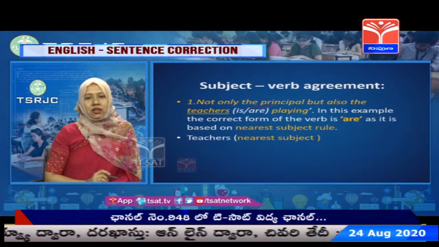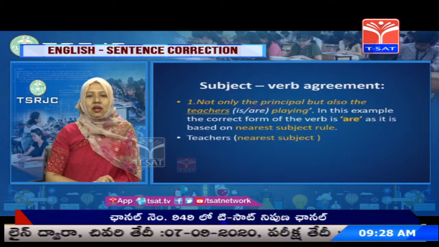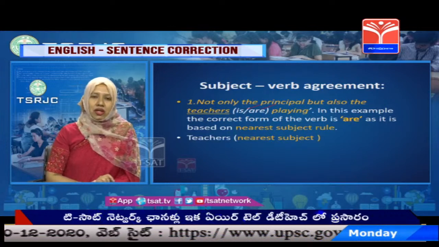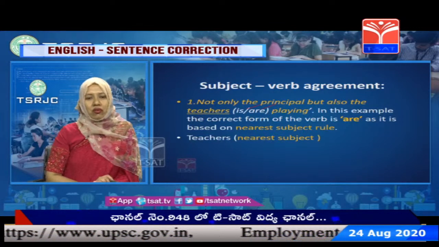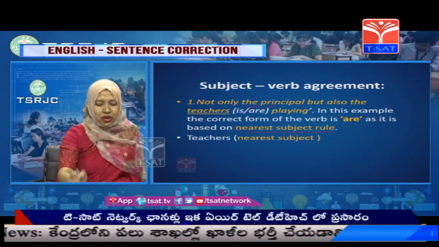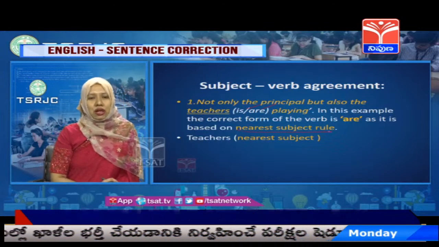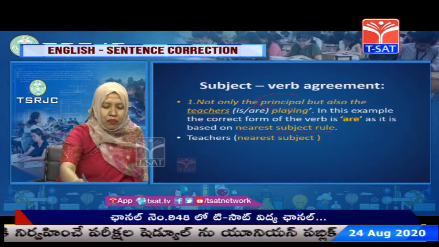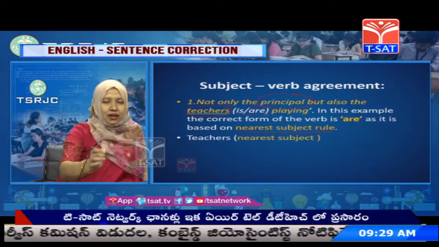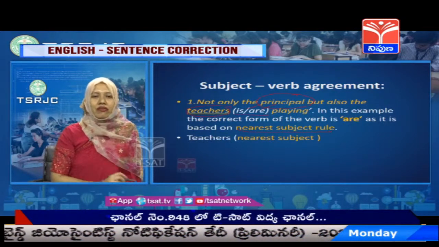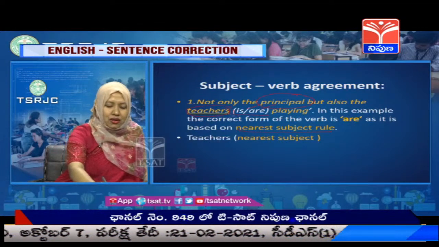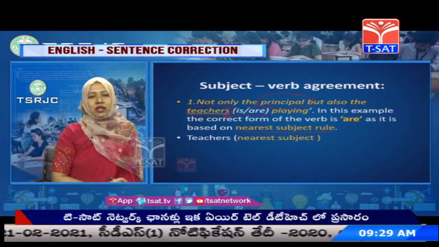Not only the principal but also the teachers dash playing. How will you fill the blank? Using which verb? Singular verb or plural verb? Now, in this example, let us take the nearest subject rule. If we take the nearest subject rule, in this sentence there are 2 subjects, principal and teachers, and after teachers there is a dash. You have to fill the blank with the verb, helping verb. So, how will you fill? You should see just before the blank which subject is used.